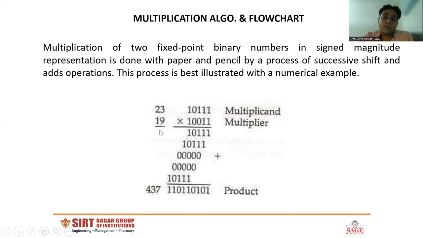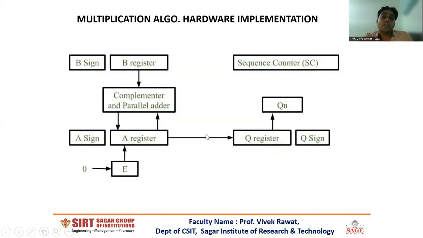But how does the ALU perform this multiplication? We all know we have two numbers. One is called the multiplicand and one is called the multiplier. We need to calculate this multiplication in the form of bits. This work is done by the ALU. So before this multiplication, we need to know about the hardware implementation of the multiplication algorithm.